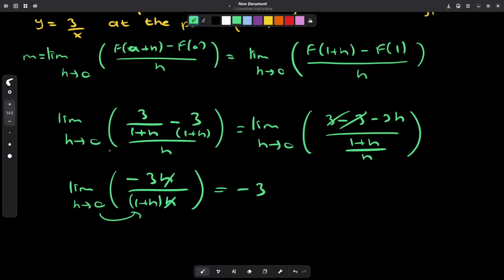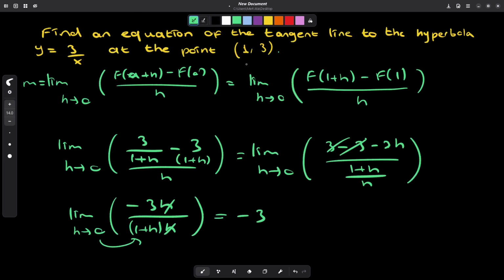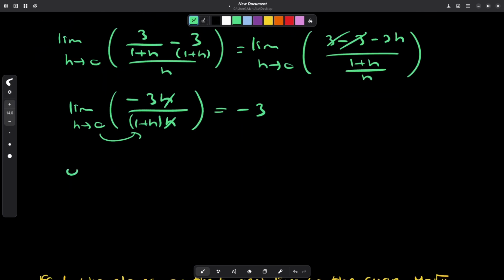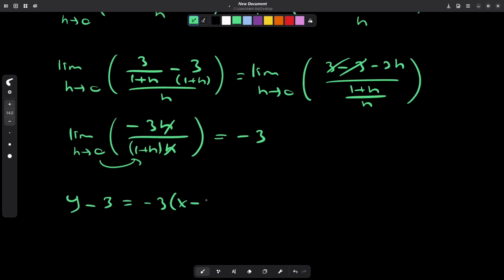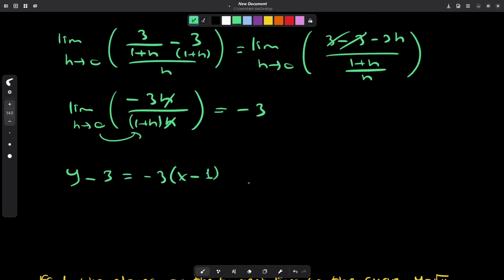We did not finish. Okay. I have a point. I have the slope. Now the only thing I need to do is put the values in: y minus 3 equals negative 3 times x minus 1. Let's write it in a better form. y minus 3 is equal to negative 3x plus 3. And from here, y plus 3x minus 6 is equal to 0.